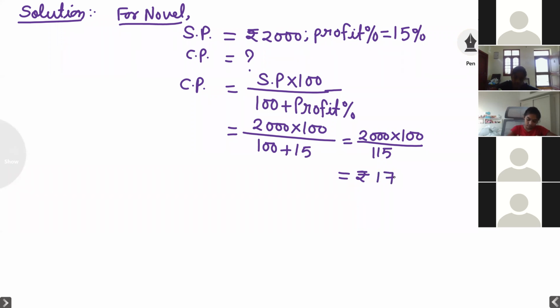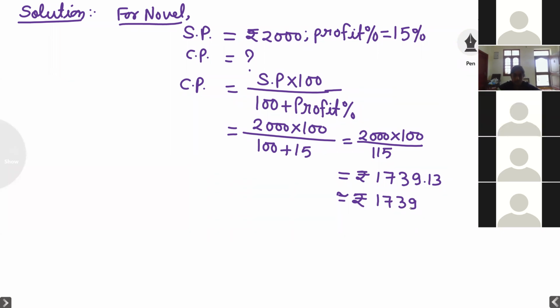1739. The decimal point will come to something like 13, so we can round off and write it directly. I am assuming students, it is nearly equal to 1739 only, right? I hope you are getting my point.